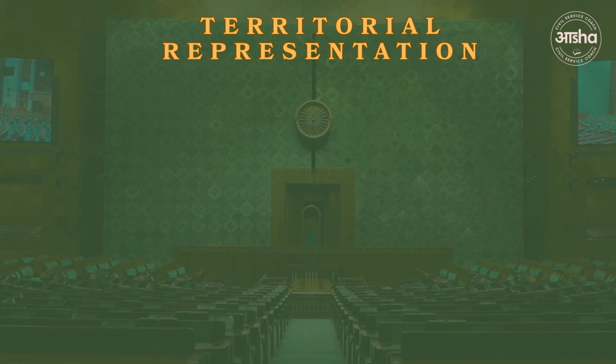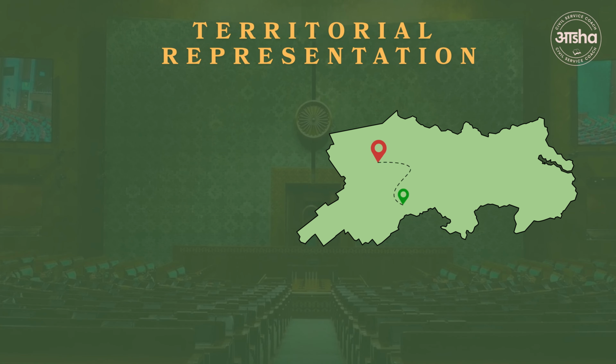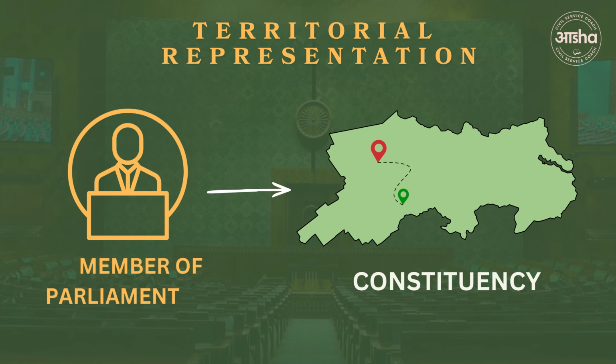What does this mean? The term means a geographical area that is represented by a member of a legislature or a lawmaker. This area is politically called a constituency, and the elected representative of this constituency is called the MP or the Member of Parliament. But how is this constituency decided? Let us understand this by an example.